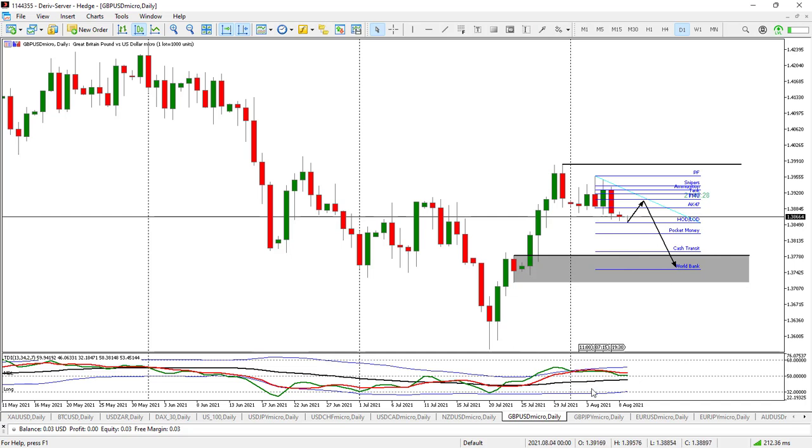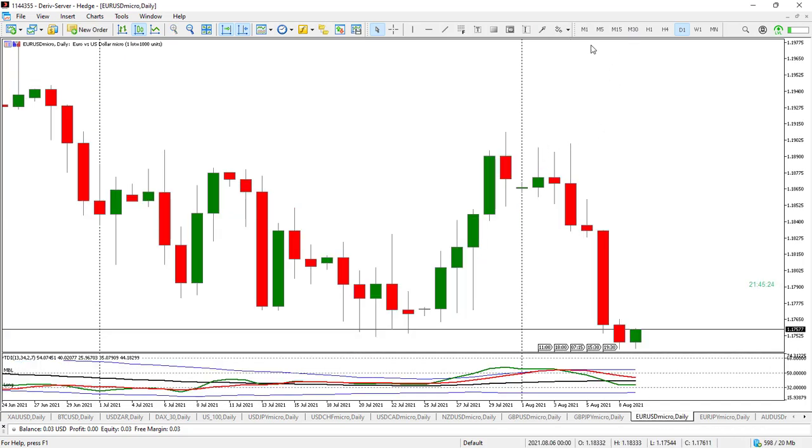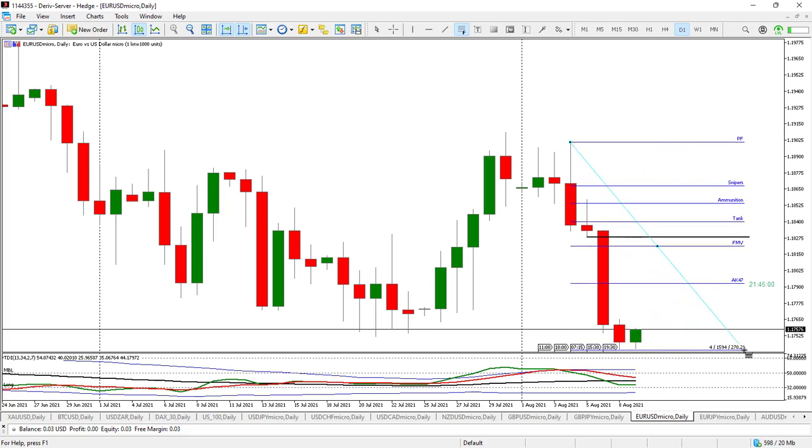And then going to EUR USD. 1, 2, 3, and then flip zone. This is too far. I won't be expecting the market to take out this low. This is what I'll be expecting, guys.